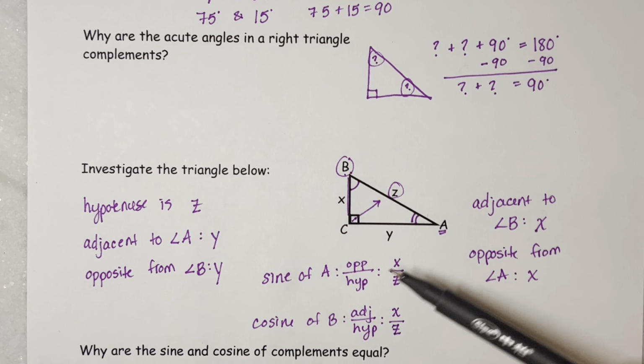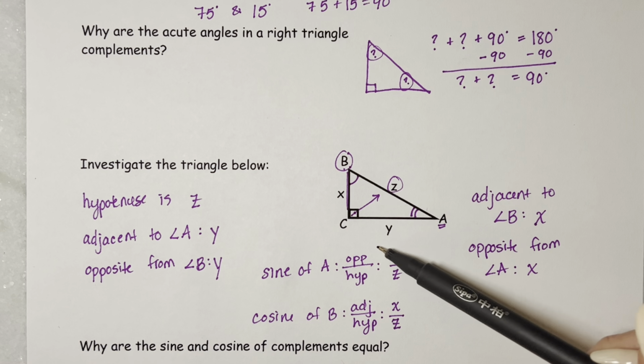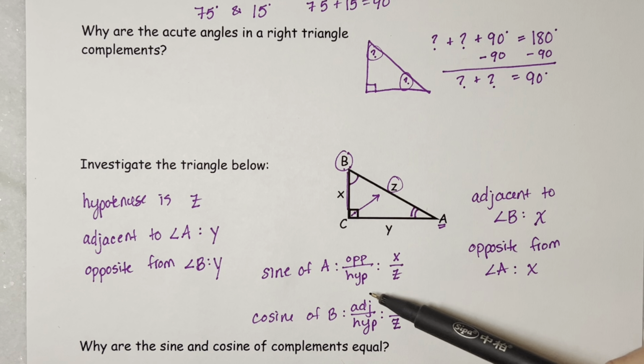So here we can see that the sine of one angle is going to be exactly the same as the cosine of the other angle, because the only thing that switches is the numerator.